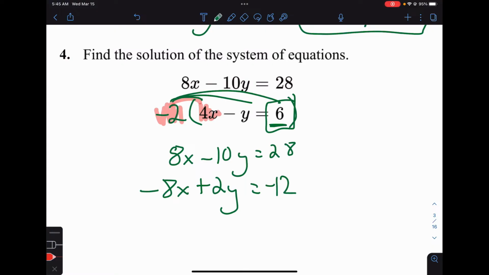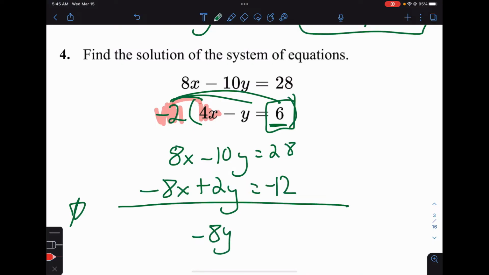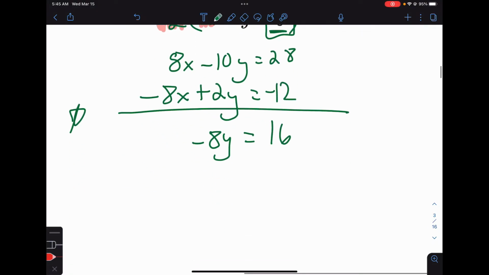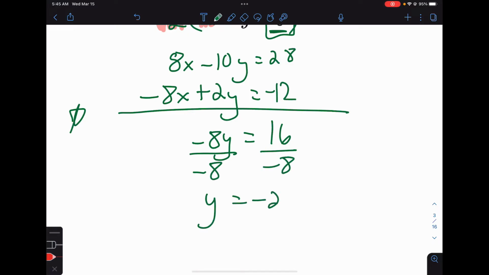So now, at this point, we can go ahead and just combine like terms. So go ahead and do that for me. Add down and see what you get. You should get negative 8y equals, and then we get 28 minus 12, which is 16. So we can go ahead and solve. We're going to divide both sides by negative 8, and we get that y is negative 2.